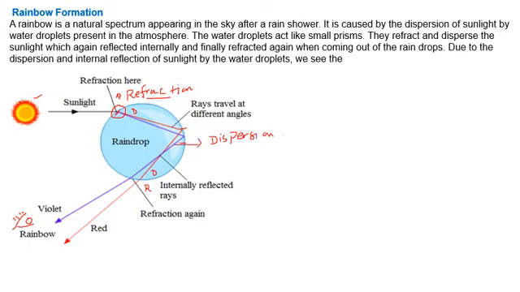Okay, they get internally reflected from here. They get reflected and then they come out again. Finally, refraction takes place. They come out due to the dispersion and internal reflection of the sunlight. By the water droplet, we are able to see a rainbow.